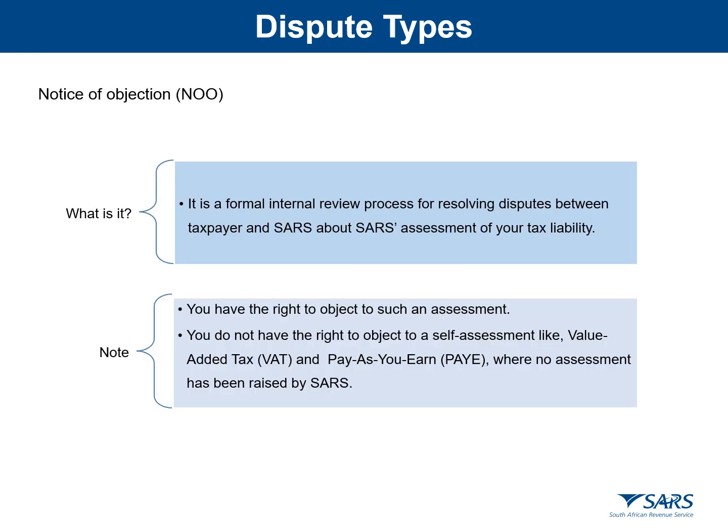Notice of objection. What is it? It is a formal internal review process for resolving disputes between taxpayers and SARS about SARS assessments of their tax liability. Please note, you have the right to object to an assessment. You do not have the right to object to a self-assessment like VAT, PAYE, when no assessment has been raised by SARS.